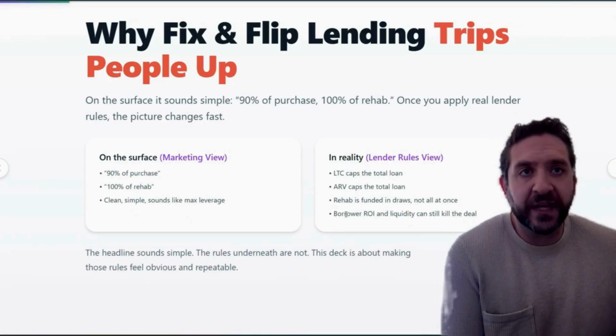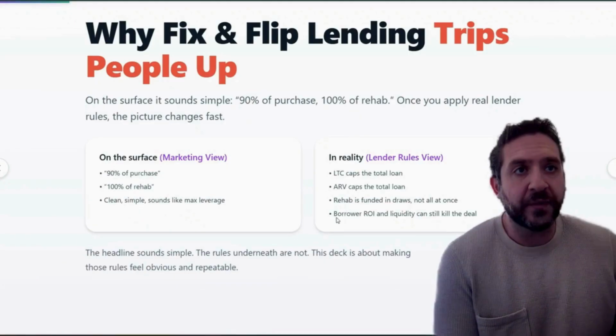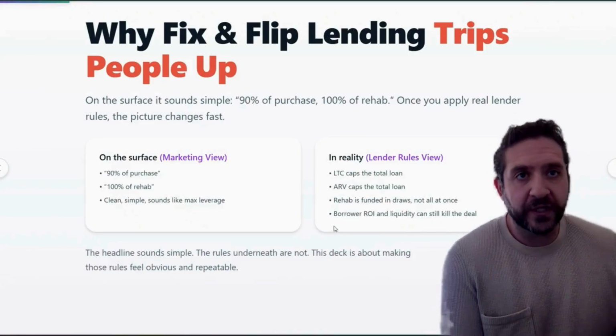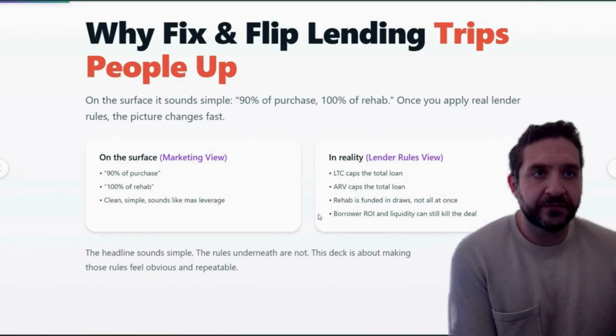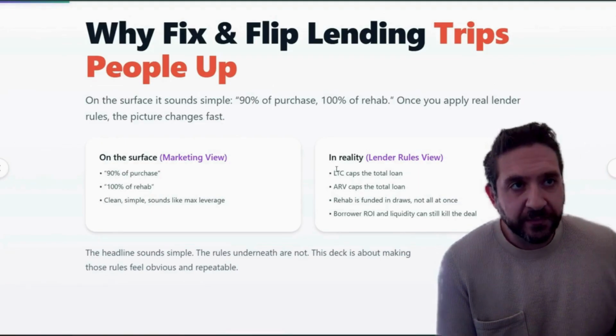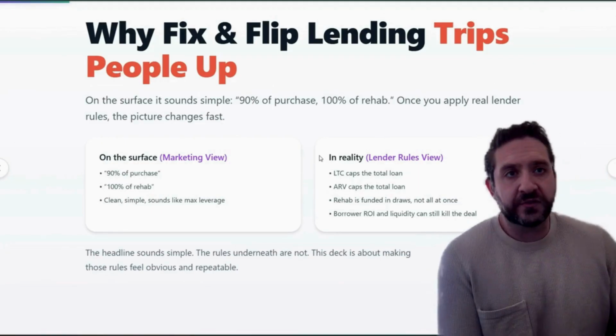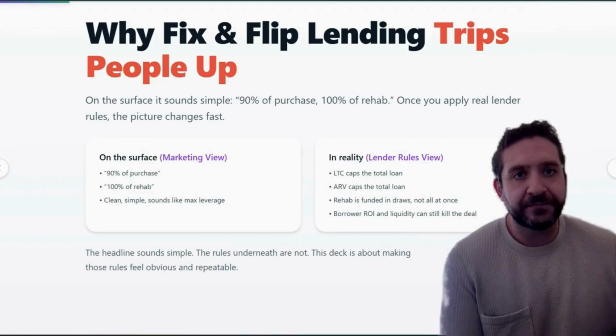And then on top of that, some lenders are now looking at the borrower's actual return and liquidity. So the headline is simple. The rules underneath are not. This presentation is about making those rules feel obvious so you can structure deals correctly every single time.